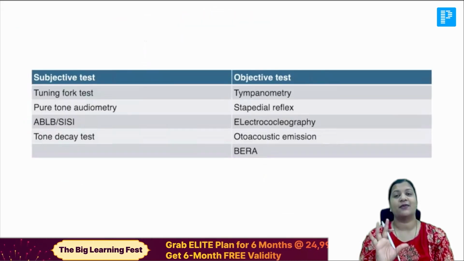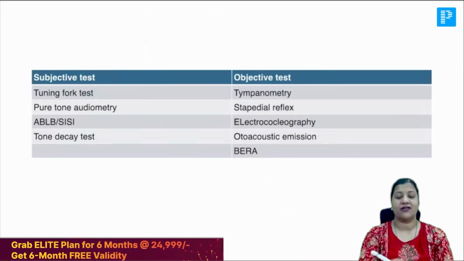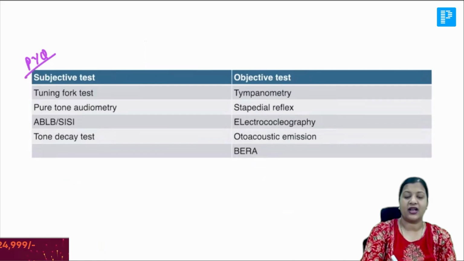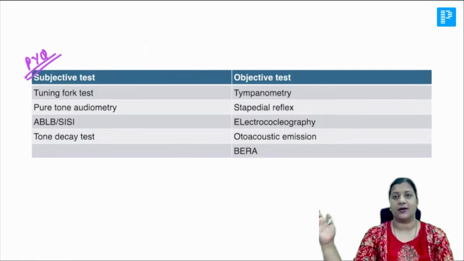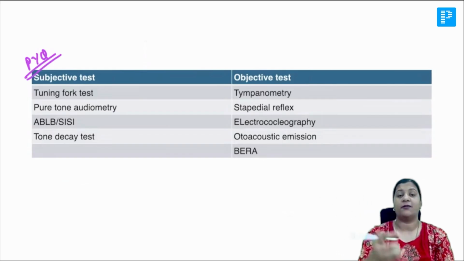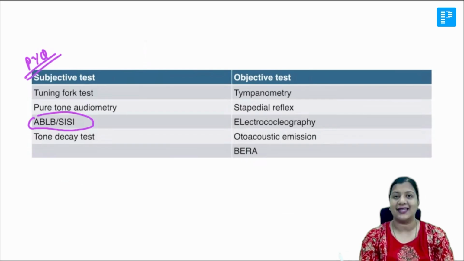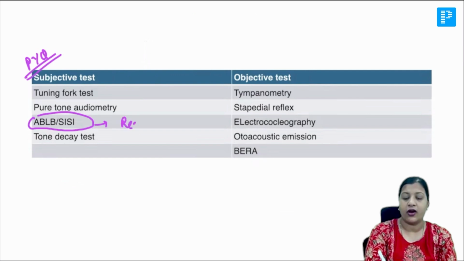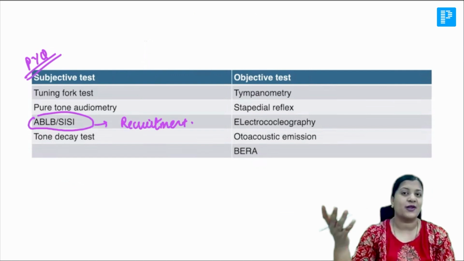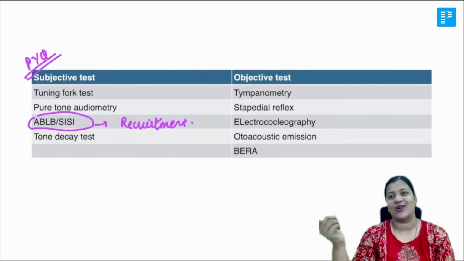So this chart summarizes subjective and objective tests, because very importantly, you can have lots of questions coming from here. The subjective tests could be tuning fork tests, audiometry, ABLB, which is the alternate binaural loudness balance test, and SISI, which is the short increment sensitivity index. Both of them are done for identifying recruitment. And recruitment is a test for which pathology? It's for cochlear pathology, right?